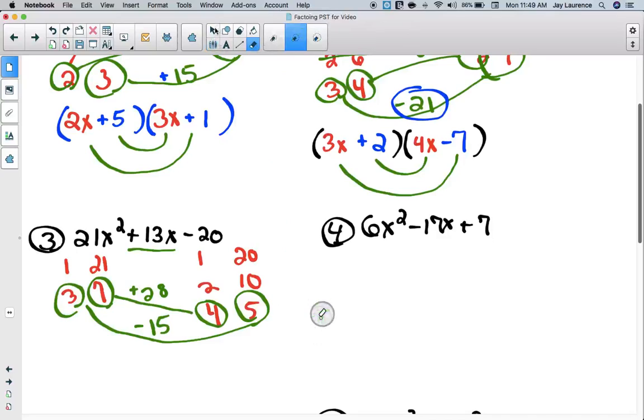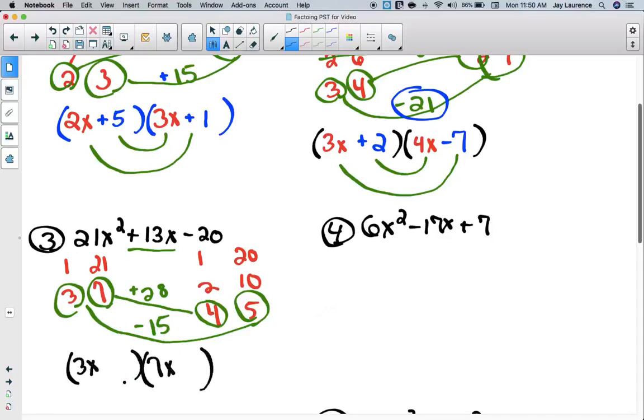All right, I get my quantities ready. And I'm going to have a 3x and a 7x. Little smile and a big smile. The 3 got multiplied by a 5, and I want a negative 15. The 7 got multiplied by a 4, and I want a positive 28. And there you go, it's factored.